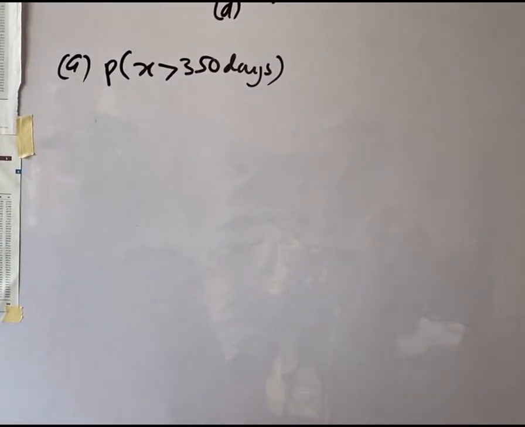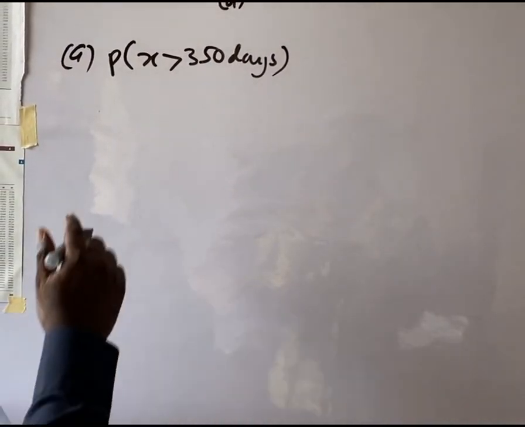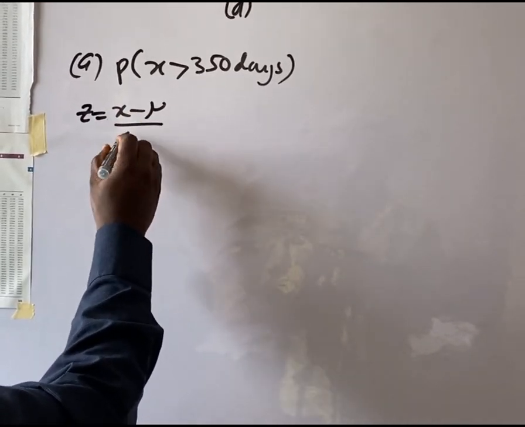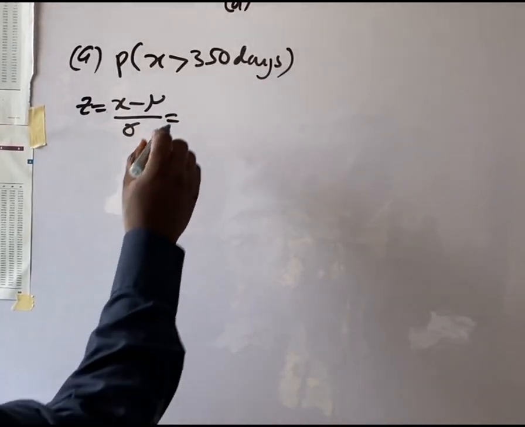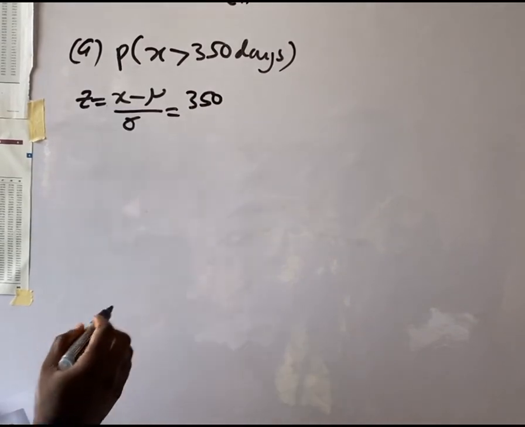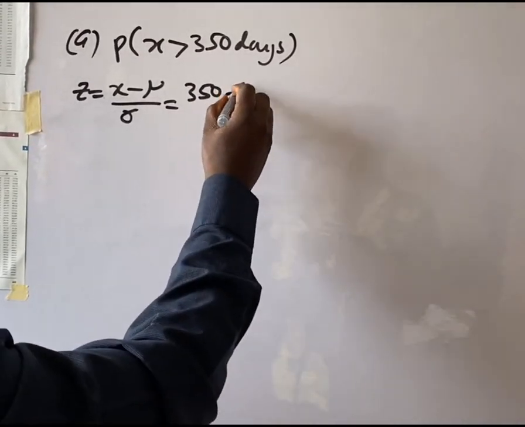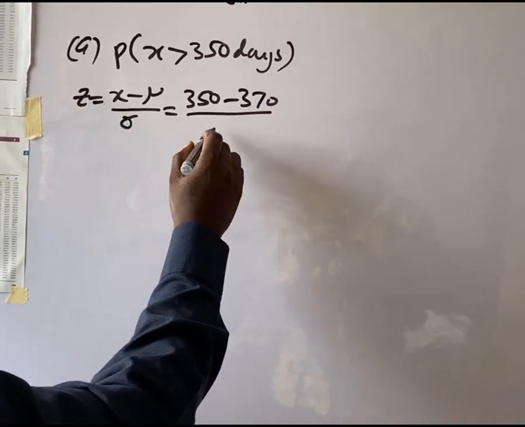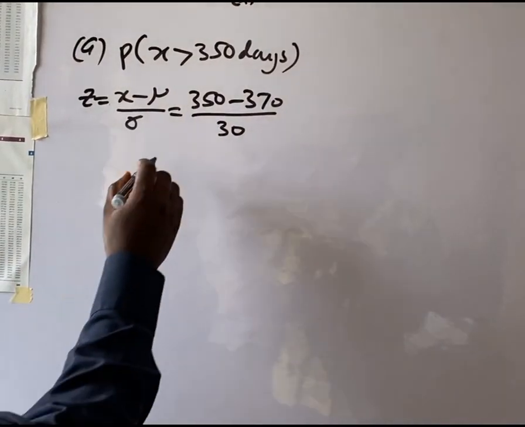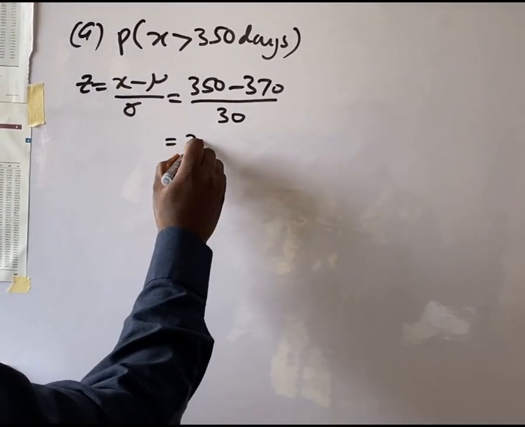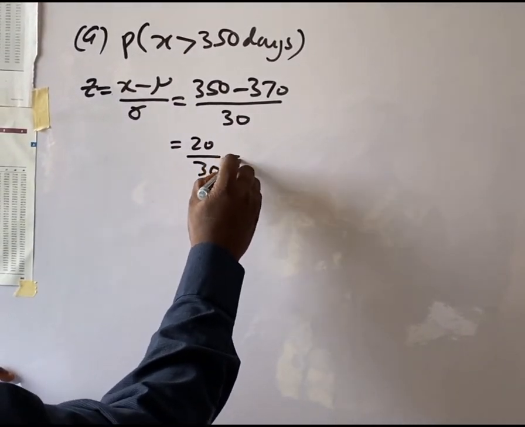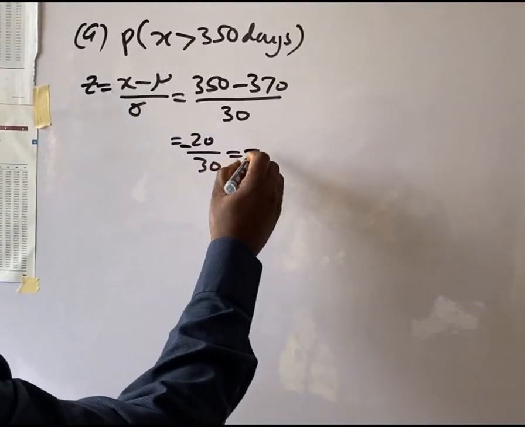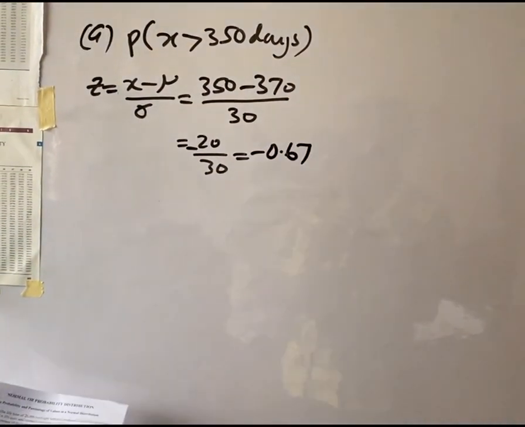What do we do next? We now standardize this value with our Z-score formula. So Z-score is equal to X minus the mean, all over standard deviation. That will give us 350, which is our X value, minus 370, which is the mean, divided by the standard deviation of 30. This gives us minus 20 divided by 30. Can you do that with me? Our Z-score for this value will be minus 0.67.